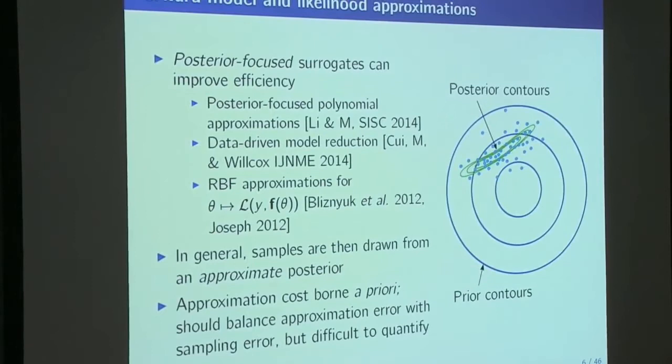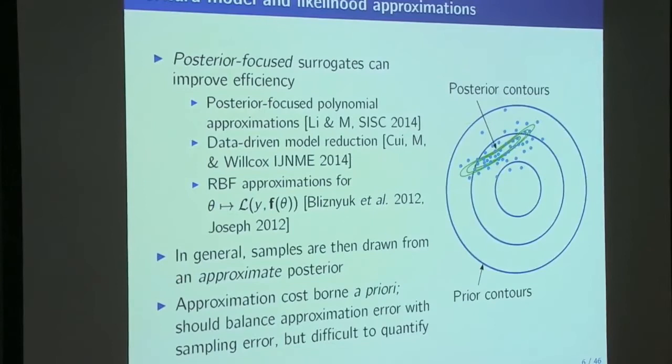Now, of course, there's a bit of a chicken and egg problem, because how do I know where the posterior is until I construct the approximation and so on and so forth? But there has been work on trying to construct posterior-focused approximations, and they generally involve some kind of iteration: a first approximation, explore that approximate posterior, iterate, improve the approximation in the relevant regions, and you can do these things.